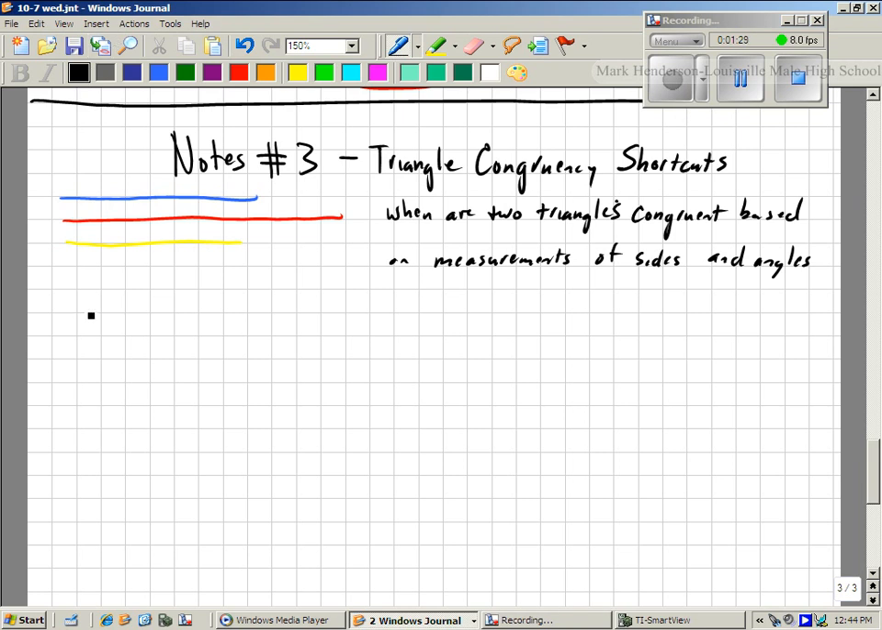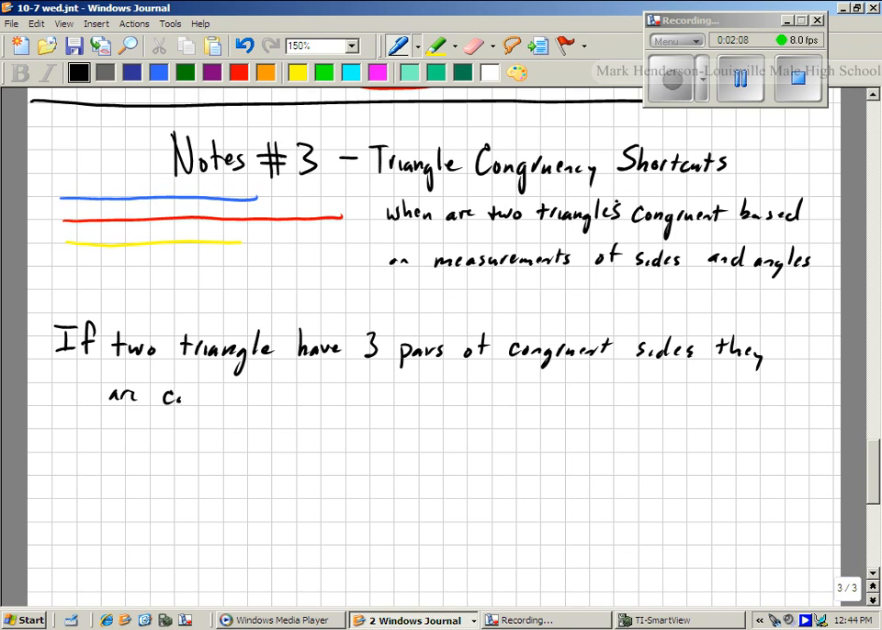So then that tells us something. What's the same on all your triangles? Are the reds the same length? And so are all the blues and so are all the yellows, right? So then if two triangles have three pairs of congruent sides, they are congruent.